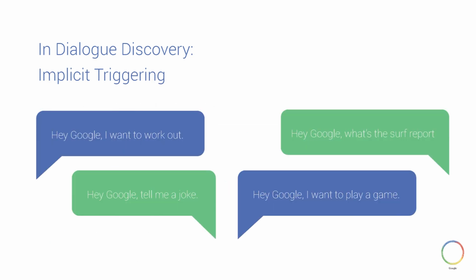There's also something we're working on called implicit triggering, which is more like the situation where the user might have a general question that doesn't refer to a particular assistant app by its name. So the user might say, hey Google, I want to work out, or I want to exercise. And so then we automatically surface apps that can fulfill that request or that question and suggest options to the user based on what the apps are designed to do and things like the ratings of the apps.